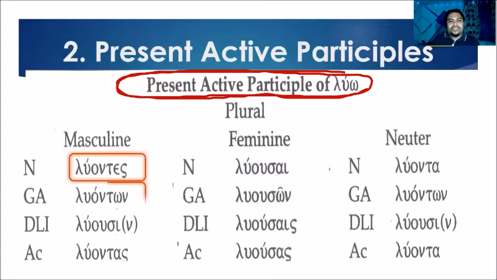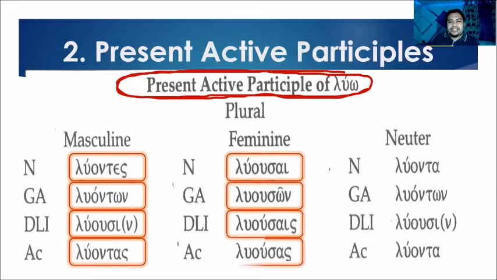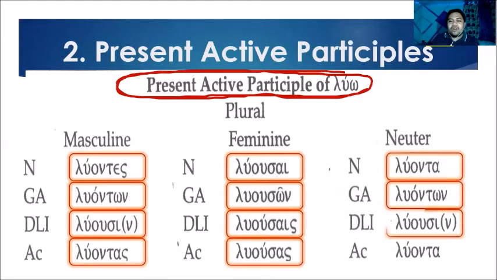Luontes, luonton, luosi, luontas, luosai, luoson, luosais, luosas, luonta, luonton, luosi, and luonta. Very good. So that is the present active participle of luo.